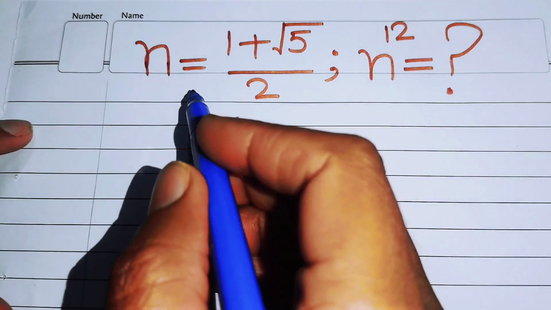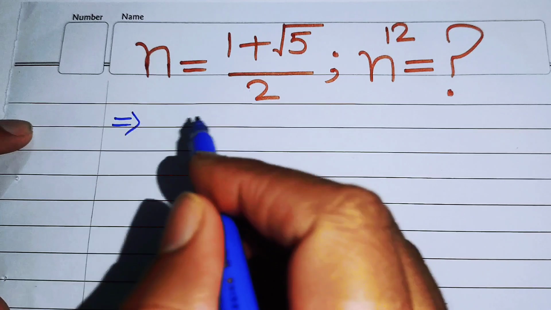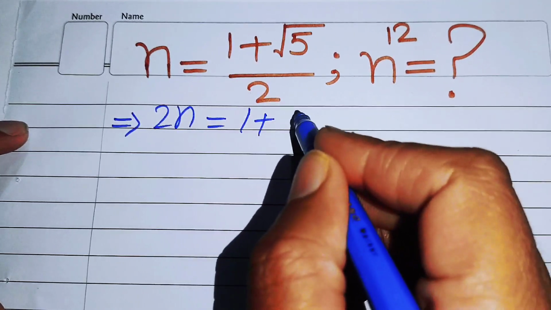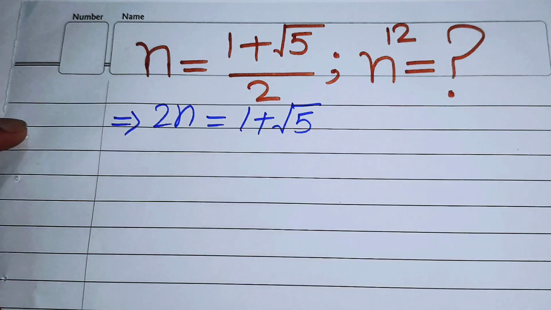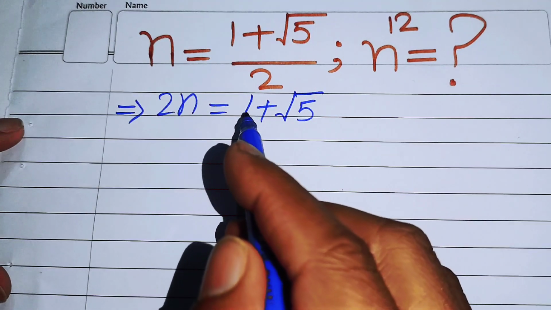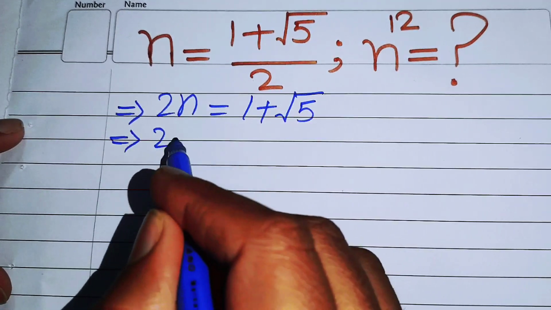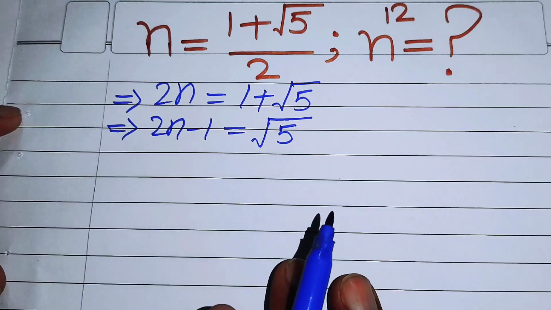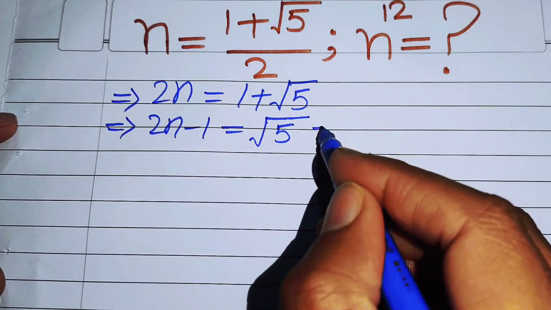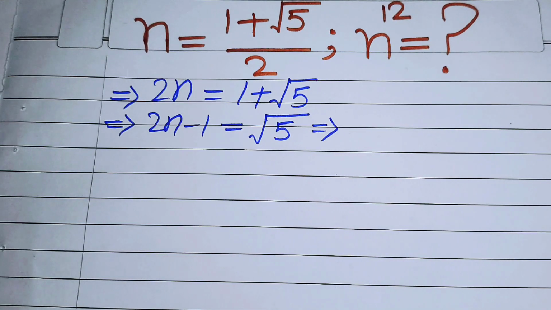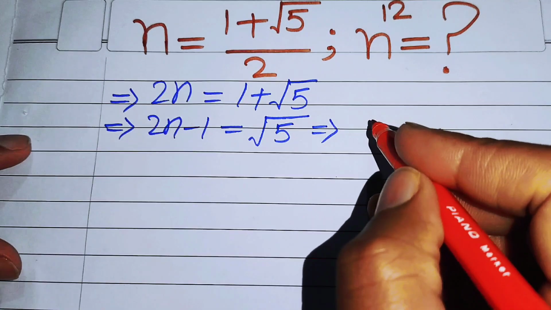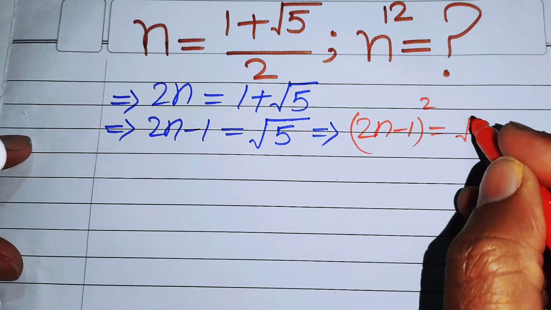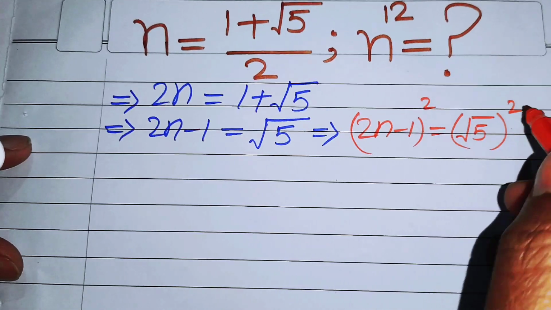First we simplify this given equation, and we move this 2 to the left hand side, and we have 2 times n equals 1 plus square root of 5. After that we move this plus 1 to the left hand side, and we get 2n minus 1 equals square root of 5. In the next step we take the square on both sides of this equation, and it looks like this: (2n minus 1) whole square equals (square root of 5) whole square.